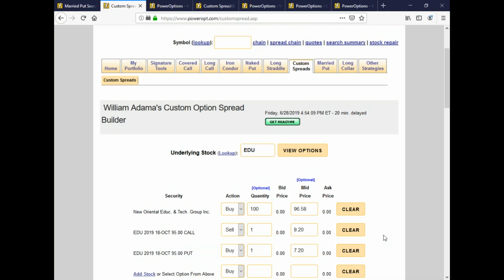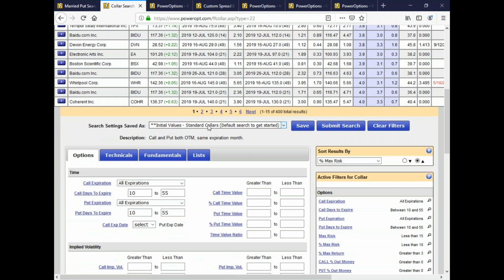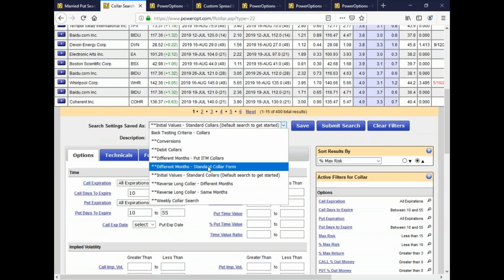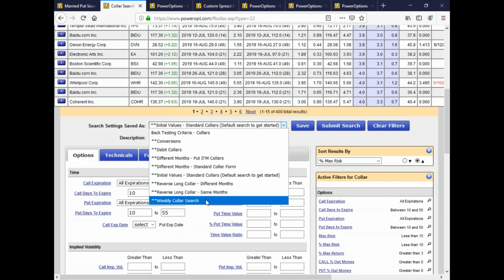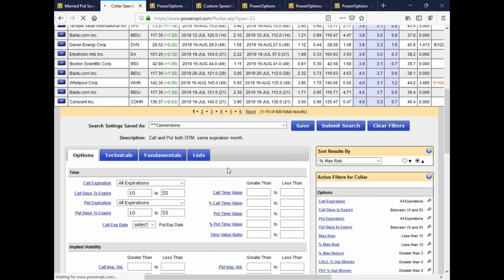How are you going to test it out? Go to long collar. Go to search. Scroll down. See our defaults here. So many defaults: debit collars, different months, calendar collars, for example, reverse long collar, and conversions. It's the first one, of course.